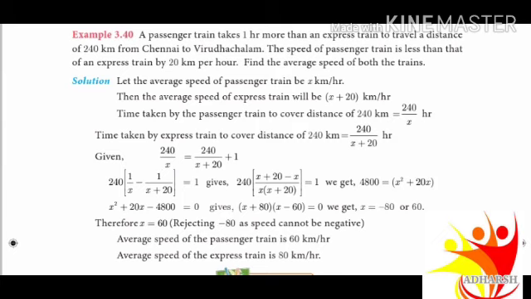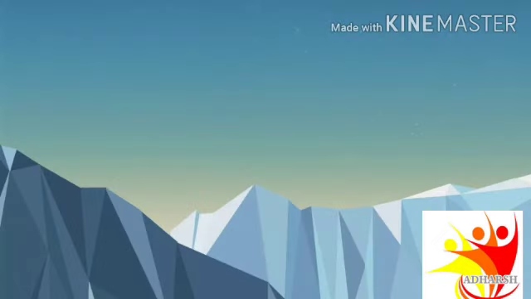Speed cannot be a negative value. Therefore we get x equal to 60. The average speed of the passenger train is x equal to 60 km per hour. Next, the average speed of the express train is 60 plus 20, that equals 80 km per hour. Next we will see exercise 3.12.